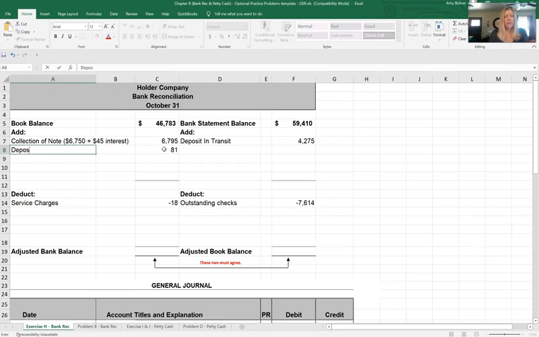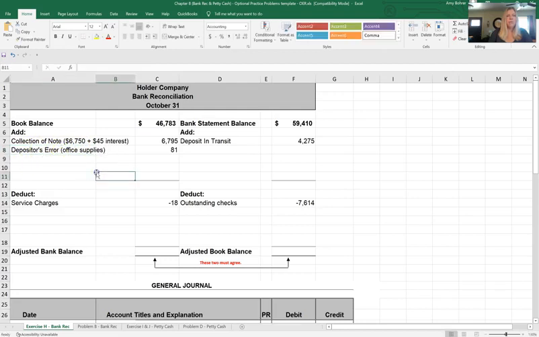And so this was a depositor's error. And I'm going to also write down that it said it was for office supplies. When you're doing this in My Math, you won't put these little descriptions. It'll be just collection of note and depositor's error. But for our purposes, I'm going to put these little descriptions. And when you're actually doing this in real life, you'll want to make little notes like this to yourself too.